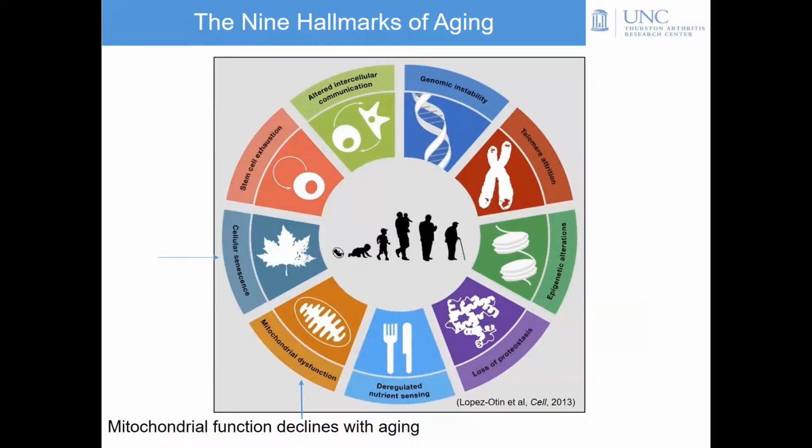So this was from a nice review that shows all the different important hallmarks of aging. Cell senescence, you heard some from Brian. And then mitochondrial dysfunction is something that we're interested in, which also occurs with aging. With mitochondrial dysfunction, you get increased production of reactive oxygen species, and we think that plays a role in osteoarthritis.